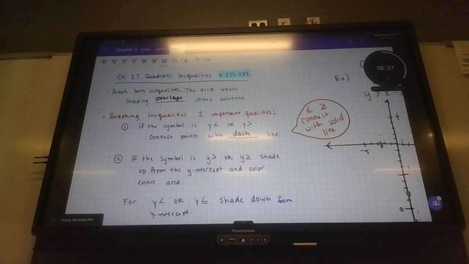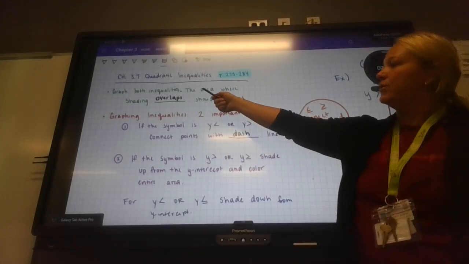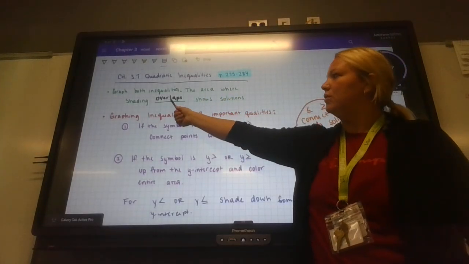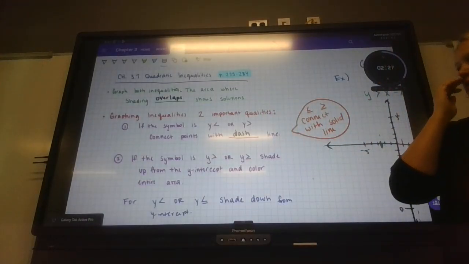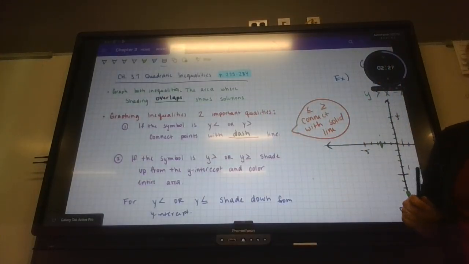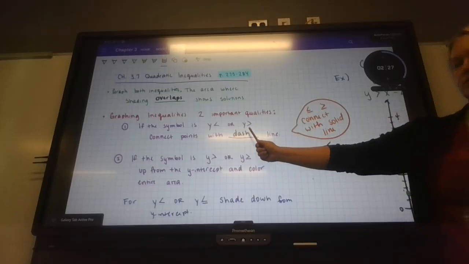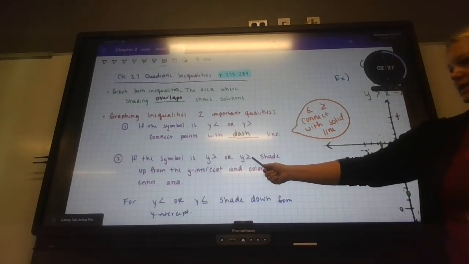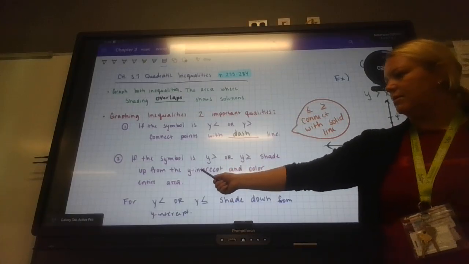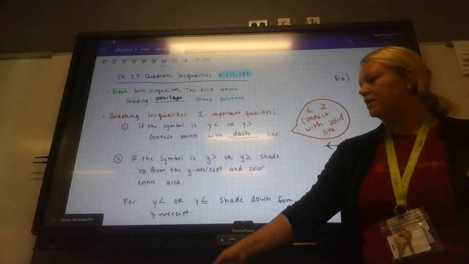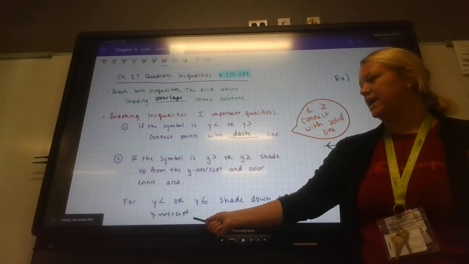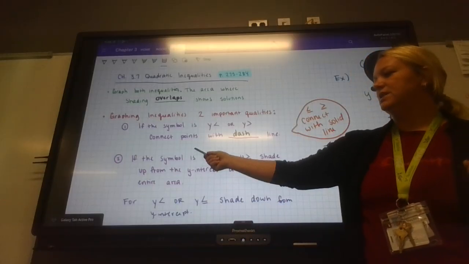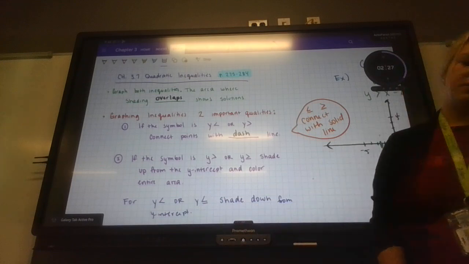Okay. So when you have two inequalities to graph, a full upgrade from one inequality to two inequalities, you graph both inequalities. The area where the shading overlaps shows solutions. When you're graphing the inequalities, remember, if it's this symbol or this symbol, use a dashed line. If it's y is more than or equal to, shade up from the y-intercept, color the entire area. For less than or equal to, shade down from the y-intercept. This you did not write Friday. If you want to write it now, you can.